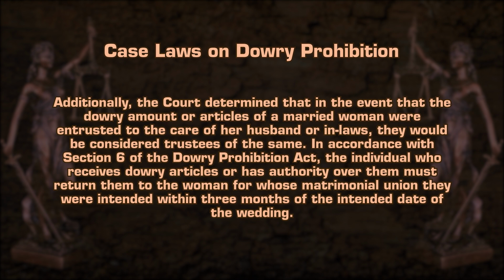In accordance with Section 6 of the Dowry Prohibition Act, the individual who receives dowry articles or has authority over them must return them to the woman for whose matrimonial union they were intended within 3 months of the intended date of wedding. He will be culpable of a dowry offence under the aforementioned section if he fails to comply. Furthermore, it was determined that he is obligated to return the dowry to the woman within the time frame specified in the order, notwithstanding his conviction.